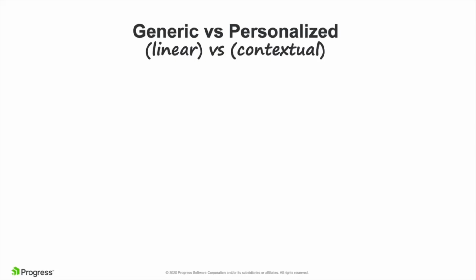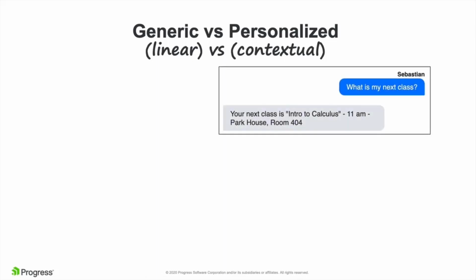Then we also have generic and personalized types of conversations, or we could look at them as linear versus contextual. A personalized one would require the chatbot to actually know who it is talking to. If the student asks, when is my next class? The chatbot will have to go and actually get the answer that is specific to the student. And in this case, say, well, your next class is Intro to Calculus at 11 a.m. It's in Park House, room 404.